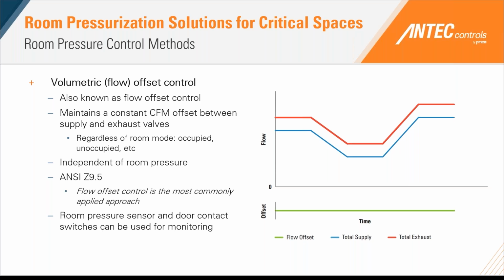By maintaining that fixed constant offset, we're able to build up the pressurization in the space without having to directly measure and control for room pressurization. ANSI Z9.5 states that flow offset control is the most commonly applied approach for most critical spaces. You can use room pressure sensors and door contact switches with volumetric offset, but these will be utilized for monitoring the space further, not controlling to that volumetric offset.